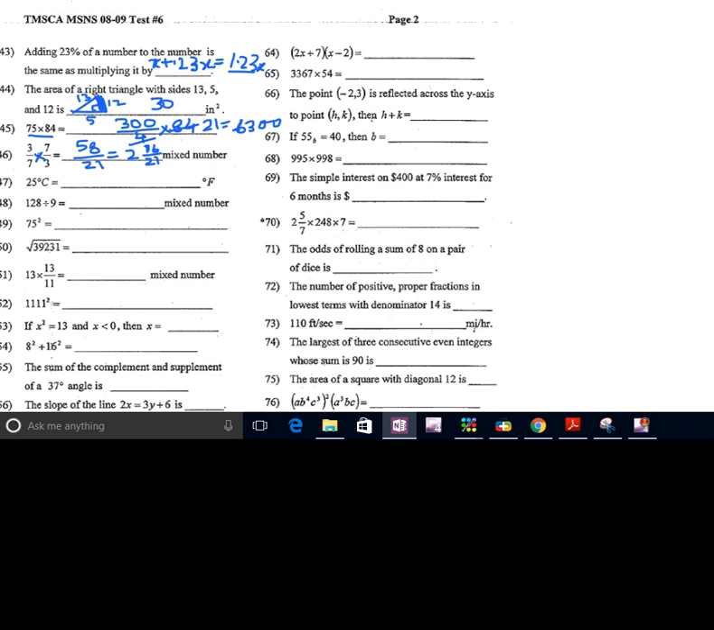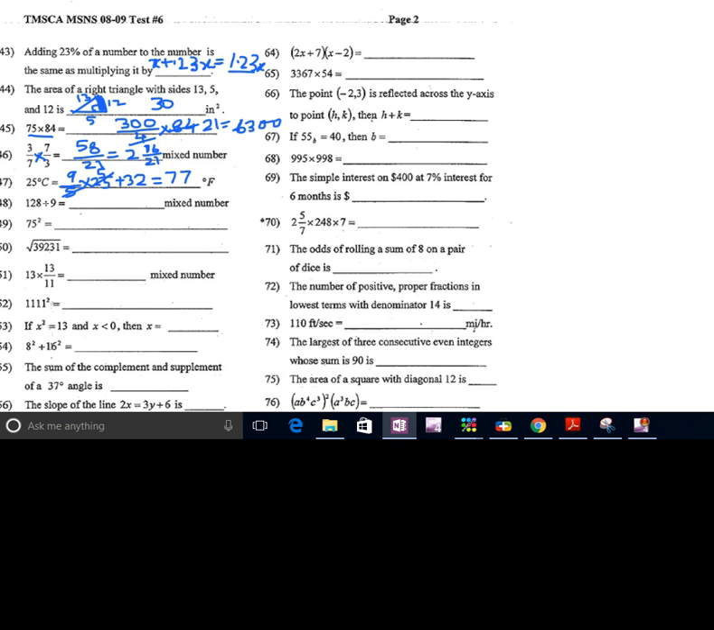25 degrees centigrade to be converted into Fahrenheit. You should know that 9 by 5 C plus 32 is equal to Fahrenheit. So we multiply this by 9 by 5. So 9 by 5 times 25 plus 32. So clearly this will cancel. So 25 divided by 5 is 5. 9 times 5 is 45. 45 plus 32 is 77.